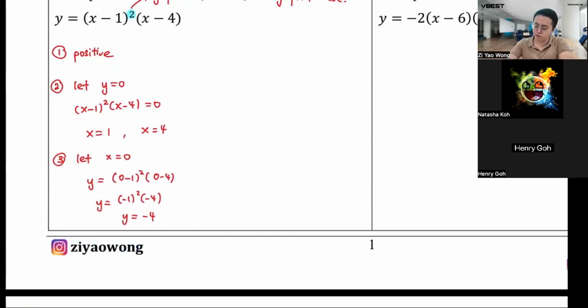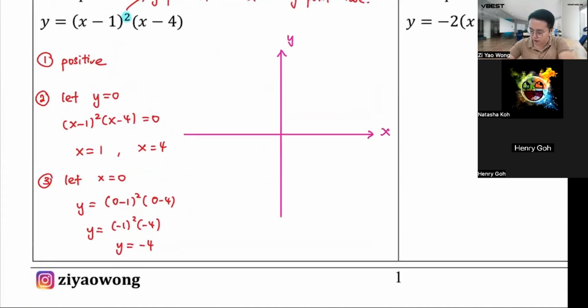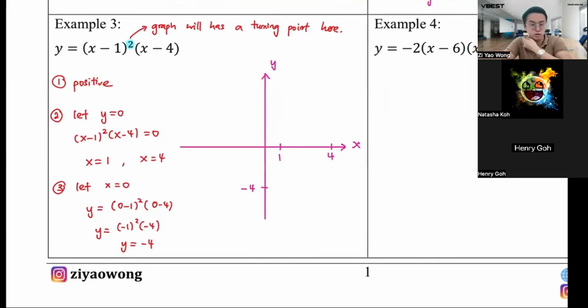So now if you all try to sketch out the curve here, you come to your y-intercept, come to your x-intercept, so you have 1 and 4. I just label down 1 and 4 here. You have a y-intercept of negative 4, negative 4 here. You guys can label down first, and later I will teach you guys.